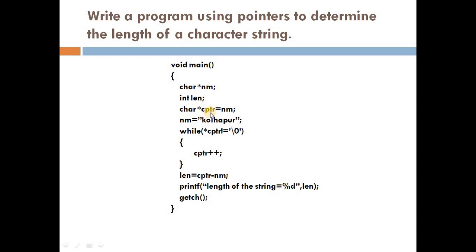We are going to increment the pointer cptr till we get the null character. Here we have initialized the base address. We are going to increment the base address till the content of the address becomes null, that is the null character. Length is equal to the last address minus the first address, so we will get the length. In this case 1 2 3 4 5 6 7 8, length is equal to 8, as cptr will be 9 and nm will be 1. 9 minus 1, 8 will get printed over here.